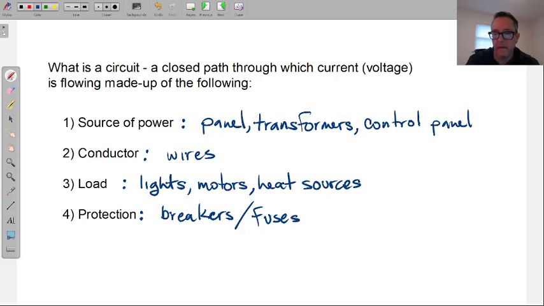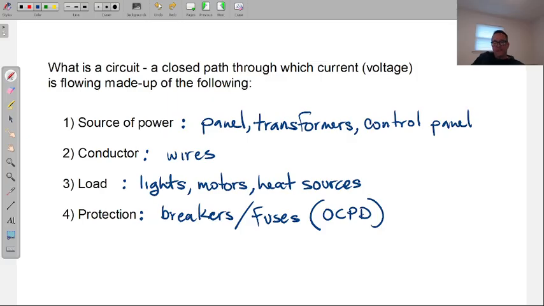But every time I talk about the protection of a circuit, I'm not going to say breakers or fuses. I'm going to say, and you should learn it, OCPD. If you need to write that out, it is a definition you learned in Code A: overcurrent protection device.